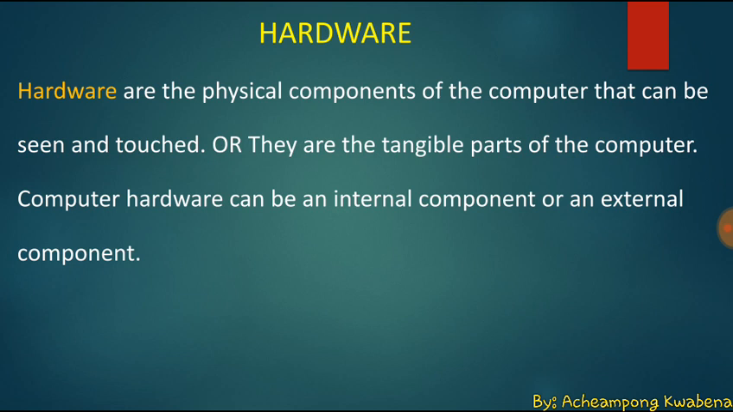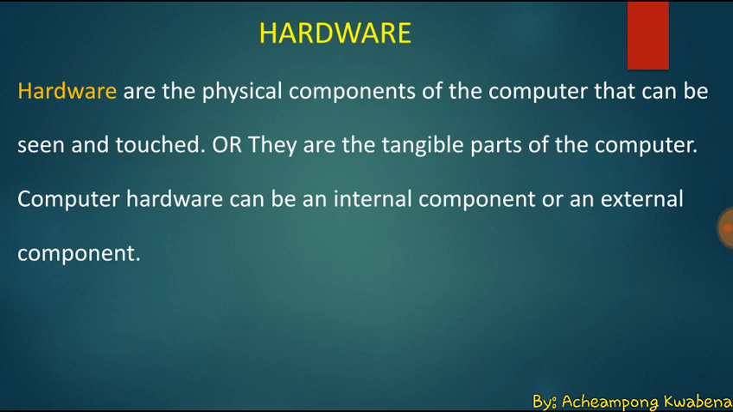For computer hardware, we can group them into two main categories. We have the external hardware components, then we have the internal hardware components. When you say external hardware components, we are referring to the parts of the computer that are visible, the ones we normally see. Then the internal ones are the ones that are inside the system unit, and those cannot be seen unless you open the computer system unit case.